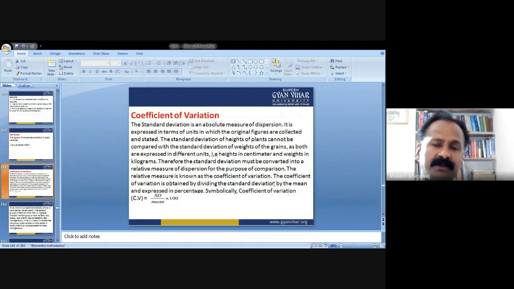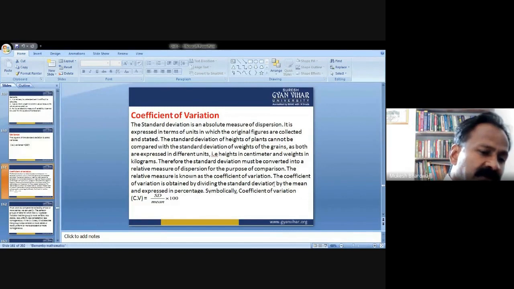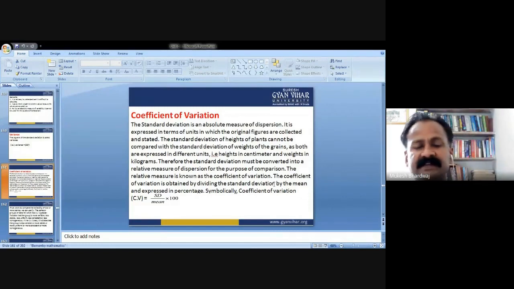So, for calculating the coefficient of variation, first you calculate the mean, second you calculate the standard deviation, and then you do the calculation as standard deviation upon mean into 100, which gives the coefficient of variation.